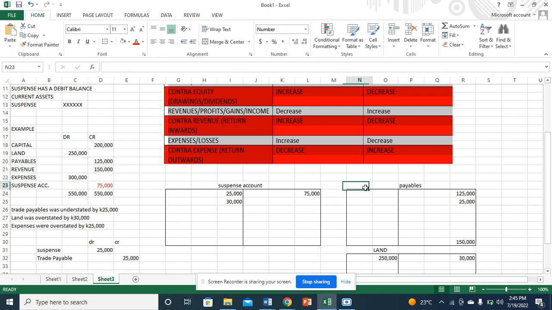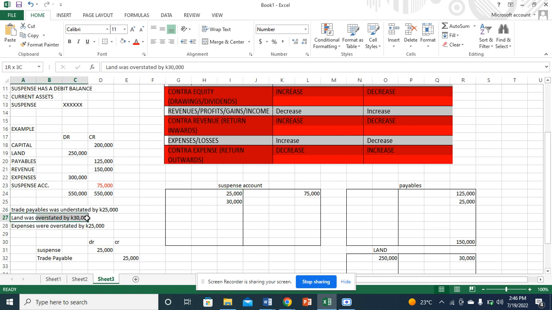As you can see on your trade payables account here, we started with this low amount, 125. We had to increase it by 25,000. So that's how we got this 150,000. Are we okay with that, Mrs. Chu? Yes, sir. Have you seen also now on the suspense account, this debit entry here, we've put 25,000.